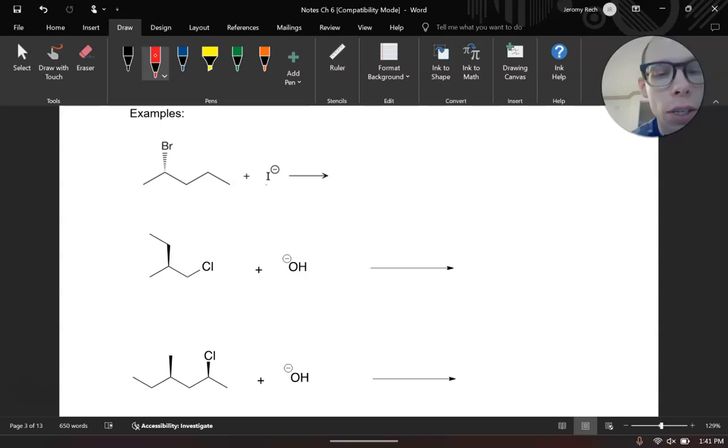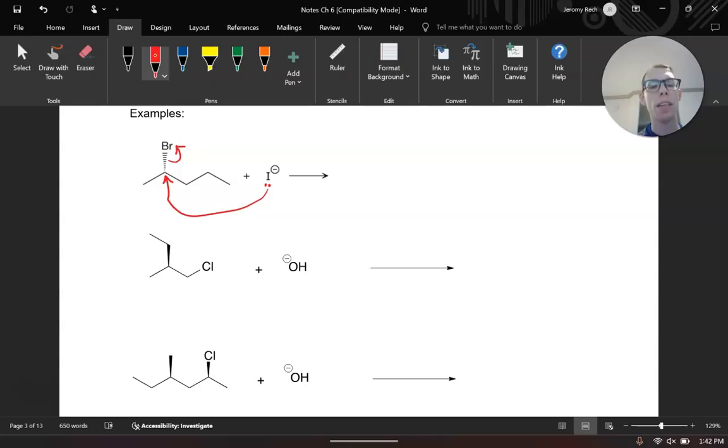So let's go ahead and start by just showing our mechanism. We have a lone pair on that iodide, and that iodide is going to serve as a nucleophile. We know it's a nucleophile because it has a negative charge, meaning it has a bunch of electron density. It's going to come and attack from the backside, or the opposite direction of where that bromine is, that leaving group, and then our leaving group is going to leave.